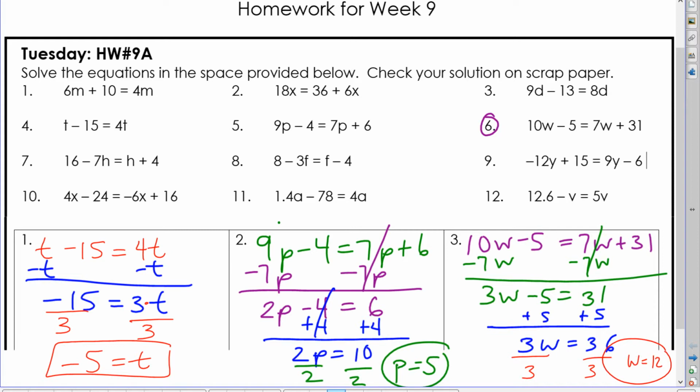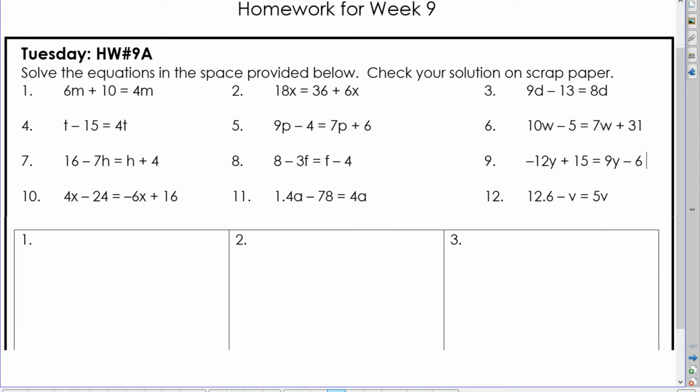So pause this now if you need to look at the work a little bit longer as you work out your own questions. I'm going to move on now to question number 7.